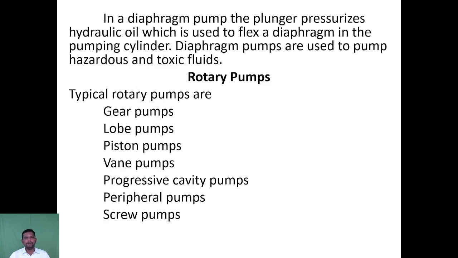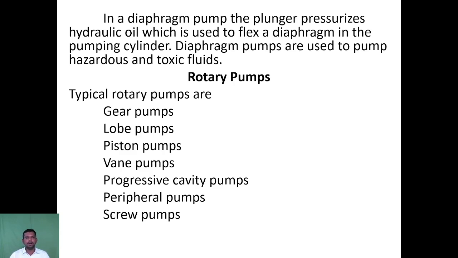In the case of a diaphragm pump, the plunger pressurizes the hydraulic oil which is used to flex a diaphragm in the pumping cylinder. Diaphragm pumps are used to pump hazardous and toxic fluids. So here we can deal with some toxic gases. We also see the disadvantages of plunger pumps. So in order to overcome these drawbacks, we are using rotary pumps. We need to see the rotary pumps in detail.